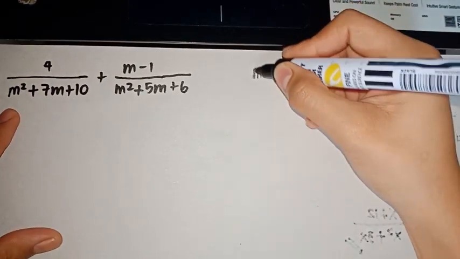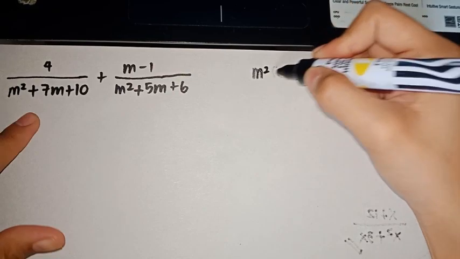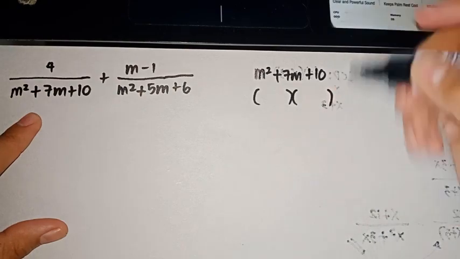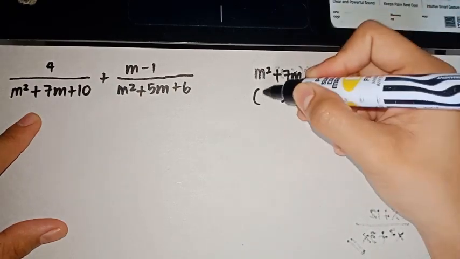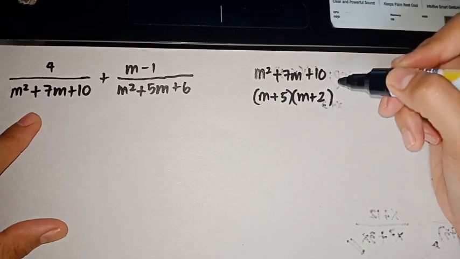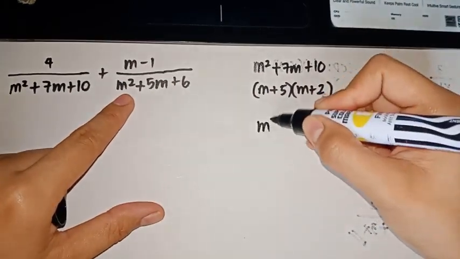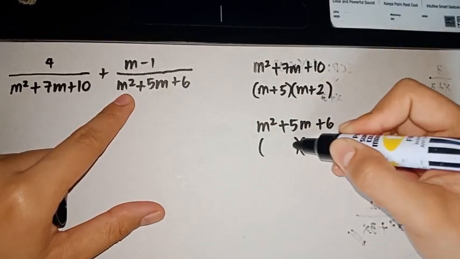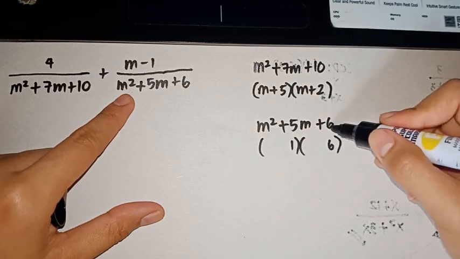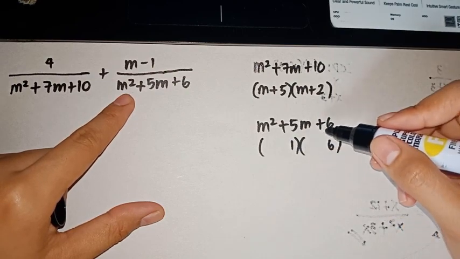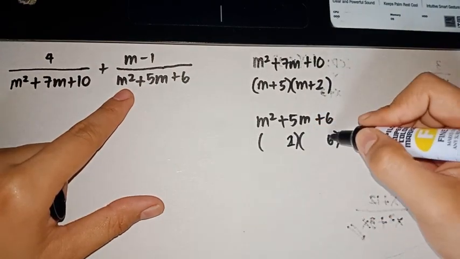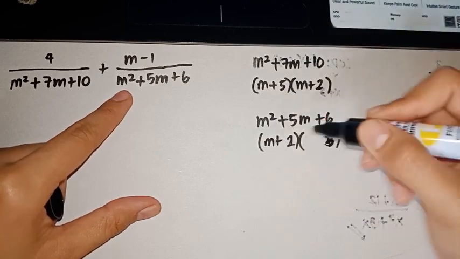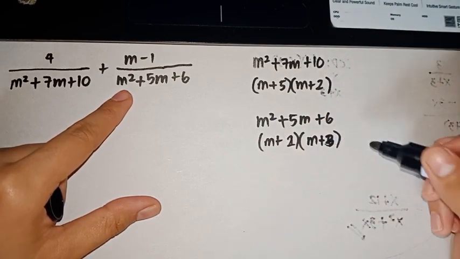m squared plus 7m plus 10. Factors of 10, that is 2 times 5. 2 plus 5 is 7. So these are the correct factors. Next, m squared plus 5m plus 6. Factors of 6. 6 and 1. 6 times 1 is 6. 6 plus... no. This should be 2 and 3. Right? 2 times 3 is 6. 2 plus 3 is 5. So the factors that we are looking for are m plus 2 and m plus 3.